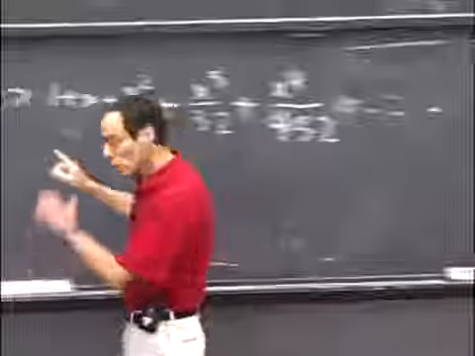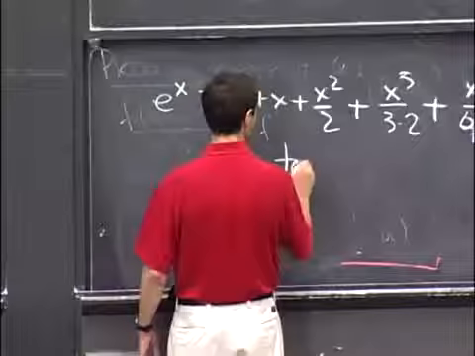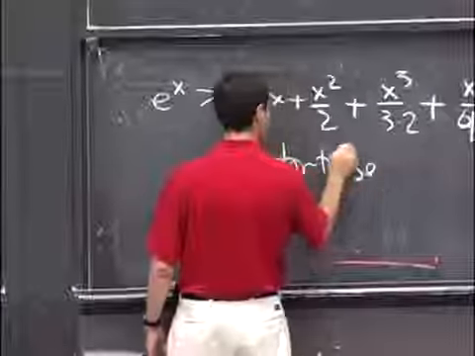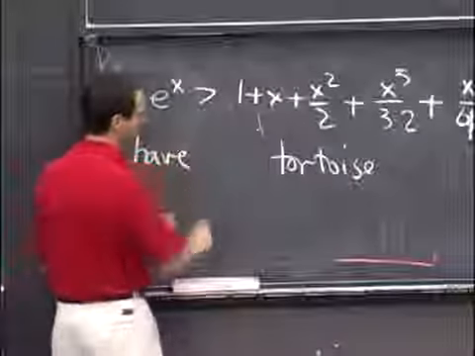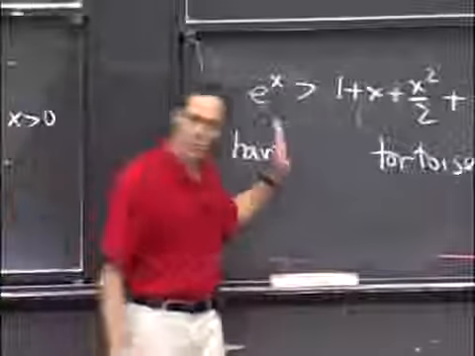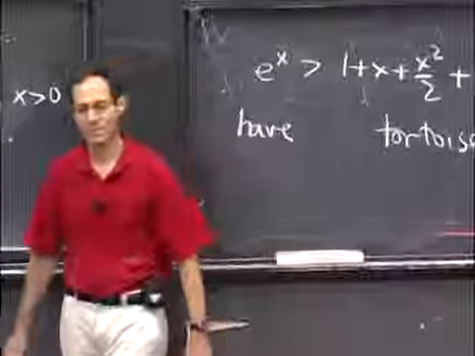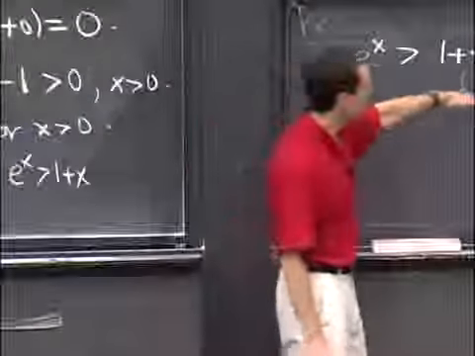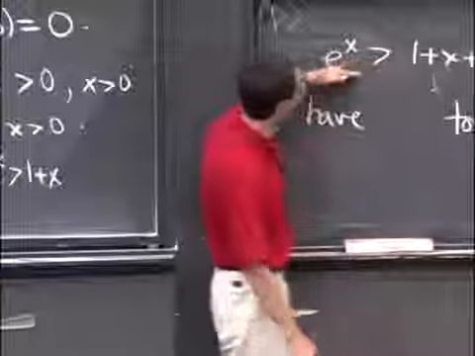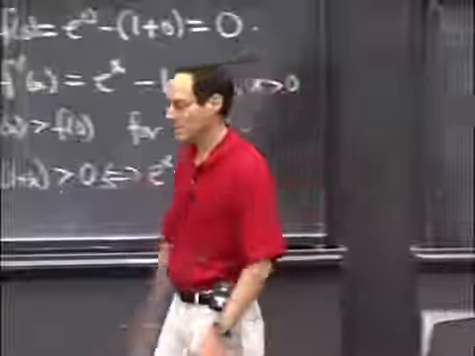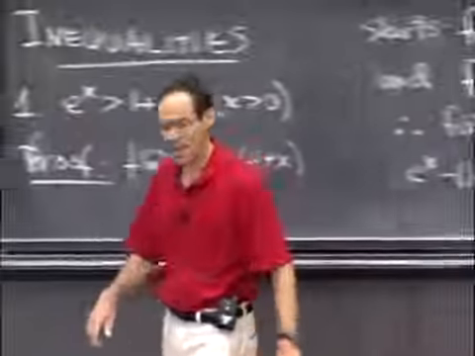And this is like the tortoise and the hare. Right? This is the tortoise, and this is the hare. It's always ahead, but eventually, if you go infinitely far, it catches up. So this series turns out to be exactly equal to e to the x in the limit. And we'll talk about that maybe at the end of the course.